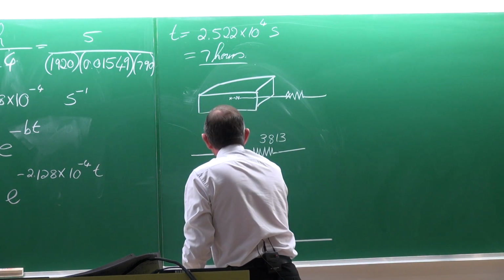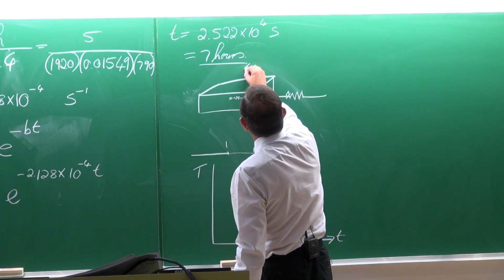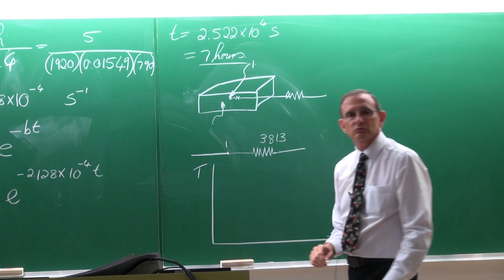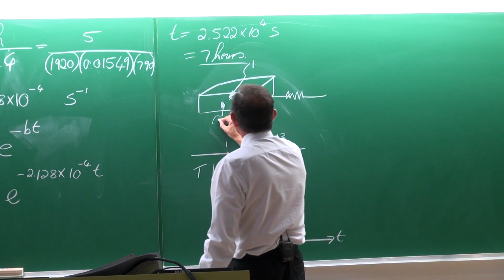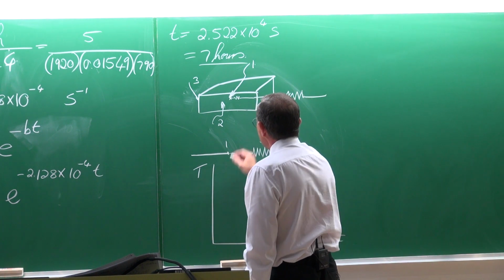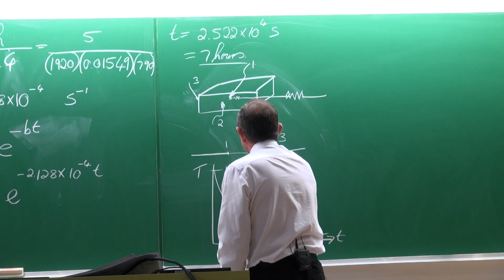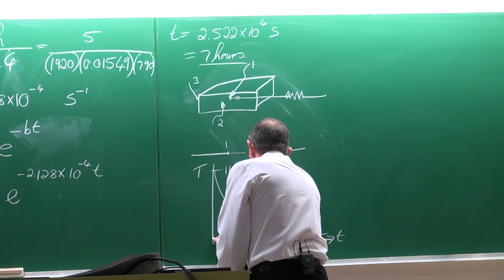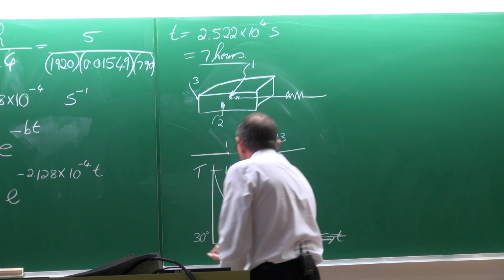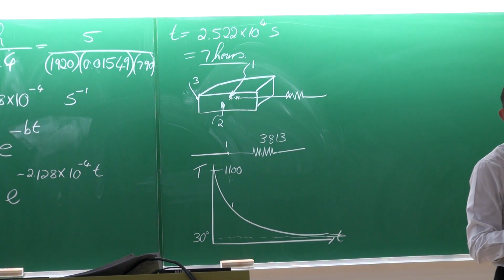that if we look at the temperature as a function of time, for, let's choose a point 1 there in the center, a point 2 offset from the center, and then a point 3 on the surface. If we look at the temperature of point 1, it would do something like that. It would start at 1,100, and then after a long time it should approach a temperature of 30. So that would be the solution at point 1.